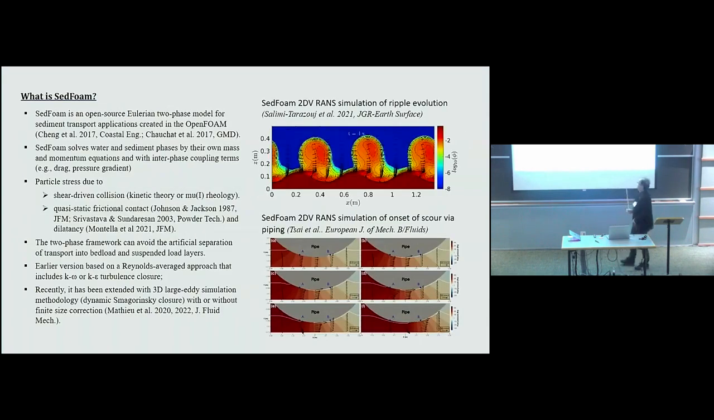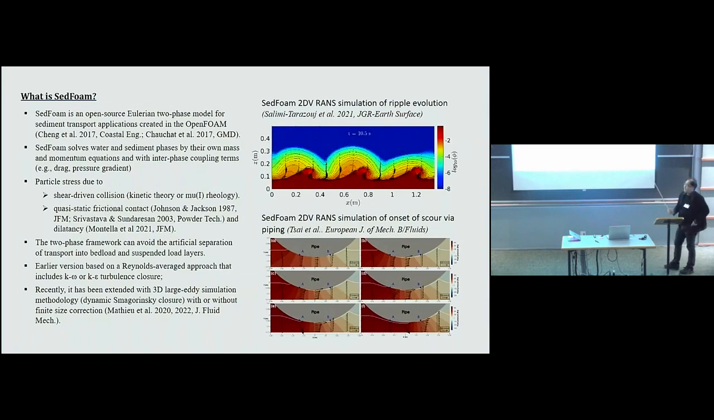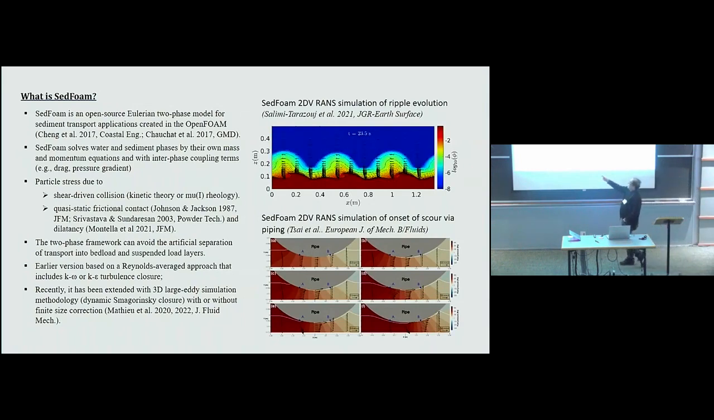And now I want to move on to the second part of the talk, which is to use a Eulerian two-phase model called SedFoam. I'm going to carry out large eddy simulation to address two sediment transport problems. First, I just want to mention SedFoam is an open source Eulerian two-phase model for sediment transport created in OpenFOAM.